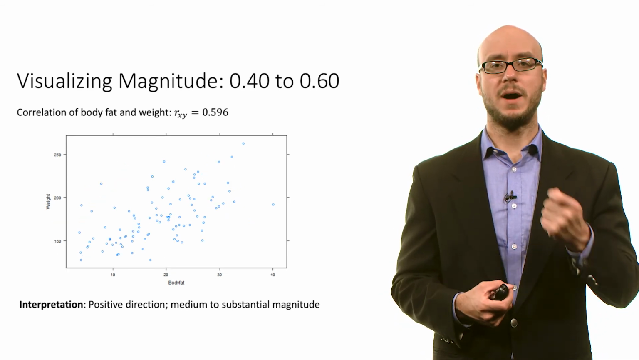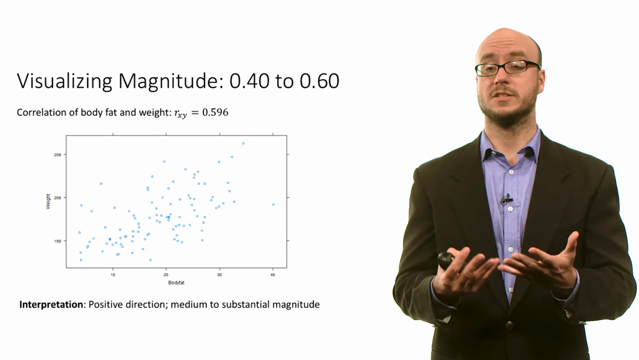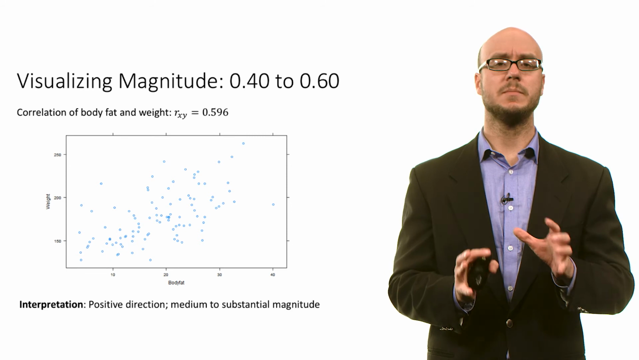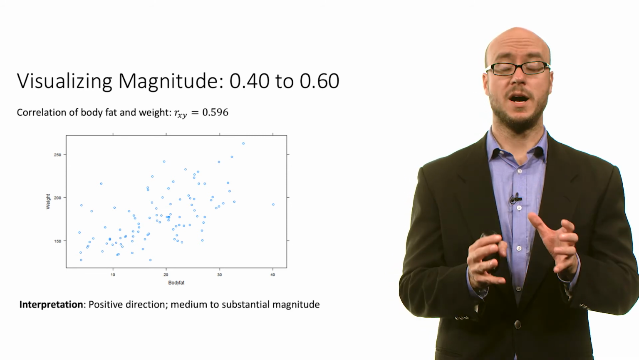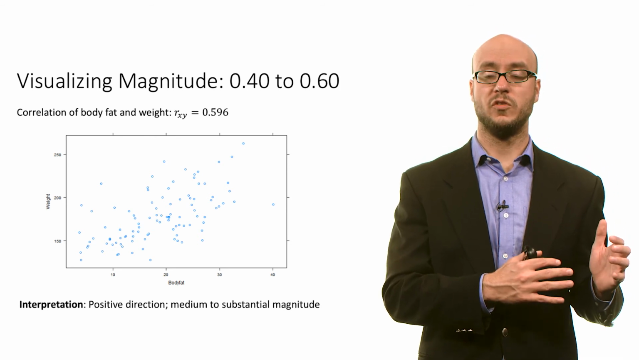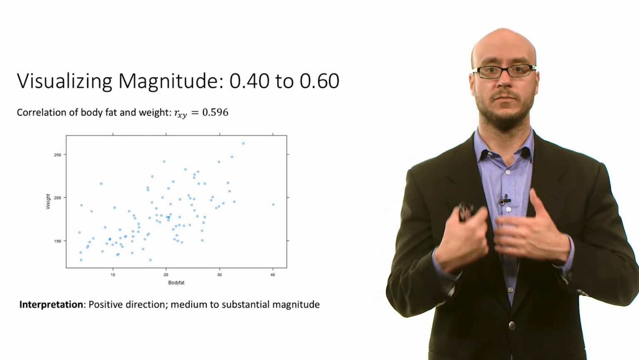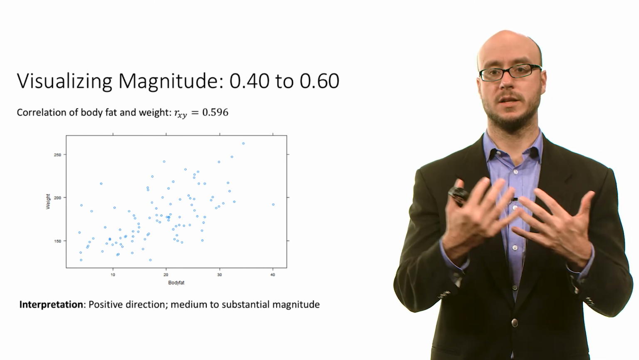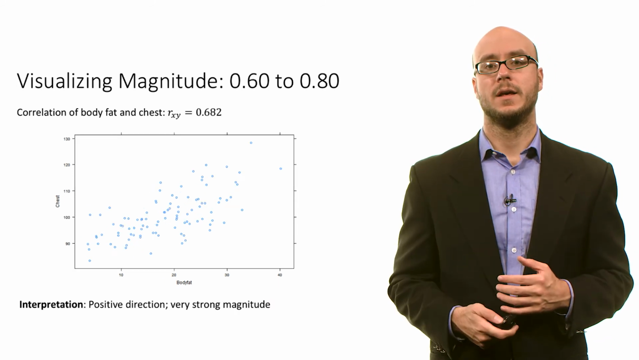If we look at body fat percentage and weight, what we've been looking at so far, we get this correlation coefficient of 0.596. This is a medium to substantial magnitude, and it's a positive direction. And you can see that in this data set. So you see the movement from the lower left to the upper right, suggesting a positive linear relationship, and there's some sort of clustering. There's some sort of pattern in the data.